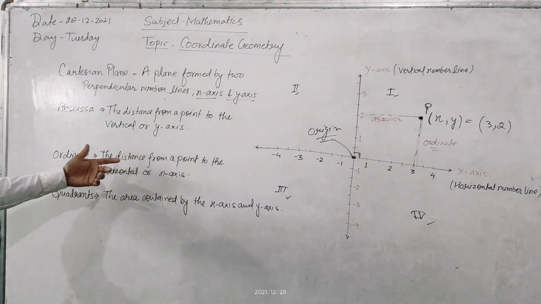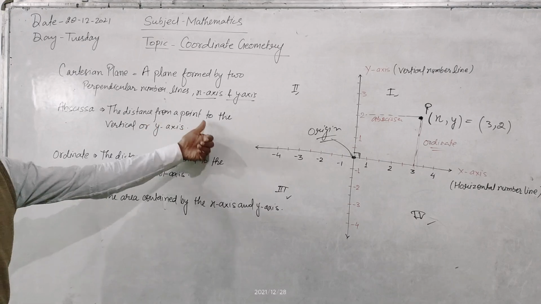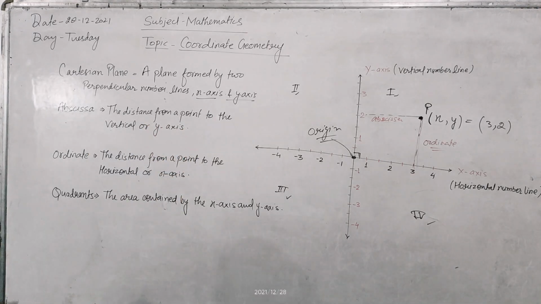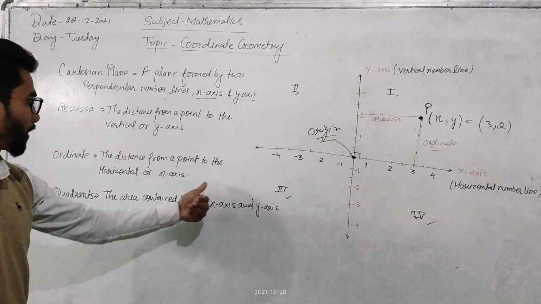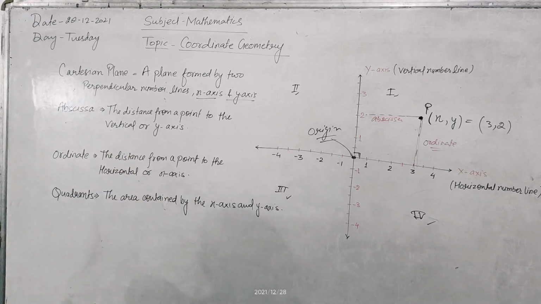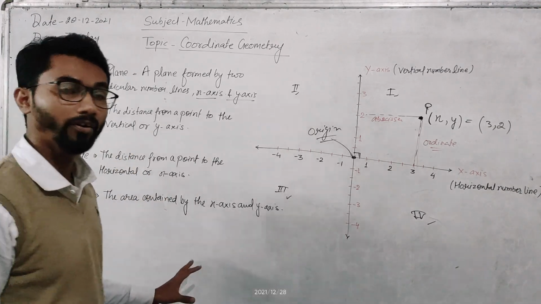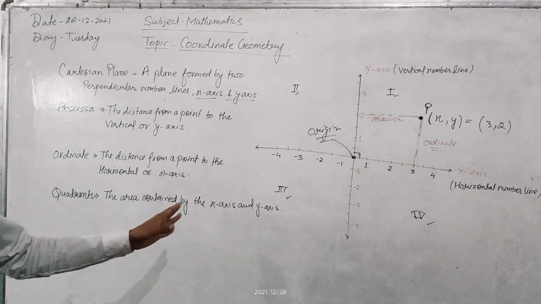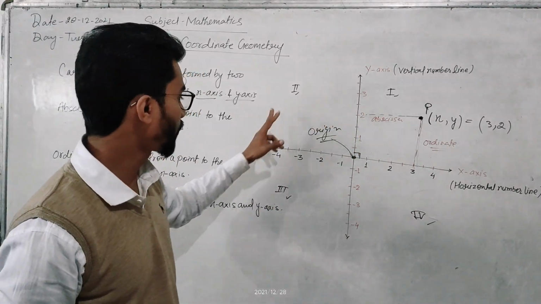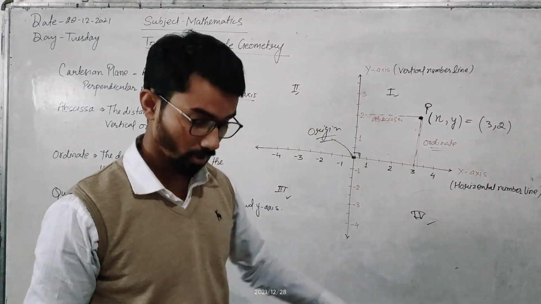So we have a definition here. Abscissa is the distance from a point to the vertical or y-axis, and ordinate is the distance from a point to the horizontal or x-axis. And you have also learned about the quadrant. Quadrants are of 4 types: first quadrant, second quadrant, third quadrant and fourth quadrant.